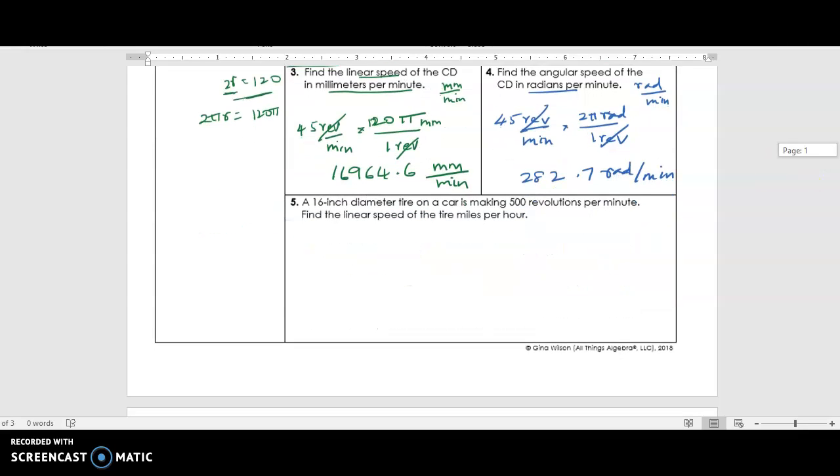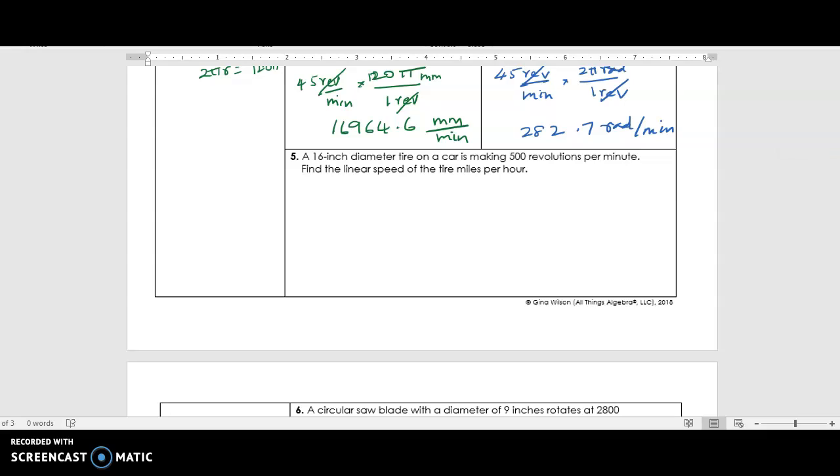Okay, now the next one is where you have to be careful. Now this has a lot of conversions going on. So a 16-inch diameter, you want to highlight some important things. 16-inch diameter is making 500 revolutions per minute. Find the linear speed in miles per hour. So here it is given in inches. You have to get this in miles. And also there are per minutes and you have to change it into hours. So that's the thing. So let's look at this carefully.